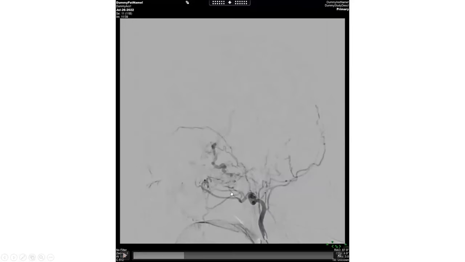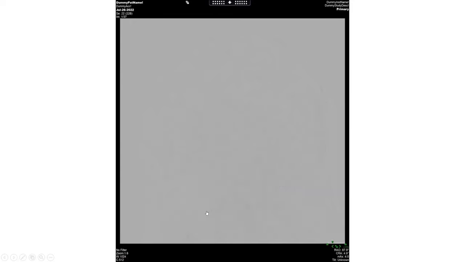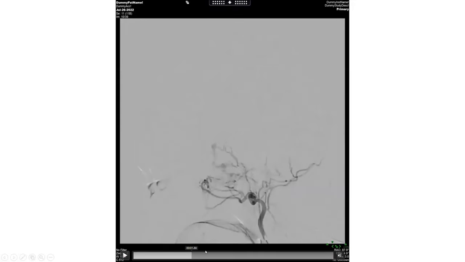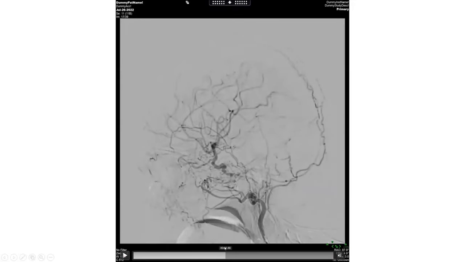So on the lateral injection, we are able to appreciate the arteries of foramen rotundum as well as the arteries of Vidian canal here. There's also reconstitution by the clival branches of the ascending pharyngeal artery. We don't necessarily see the opacification of the middle meningeal artery here. However, on a later phase, we are able to see the opacification of the middle meningeal artery, which is essentially taking off from the posterior meningeal artery, as we've seen on time of flight images.